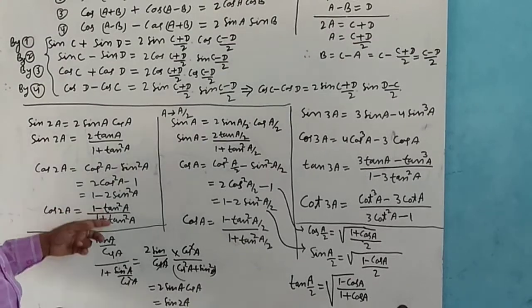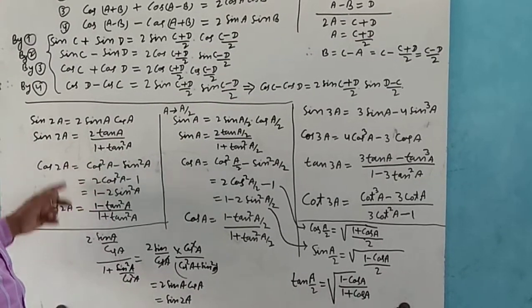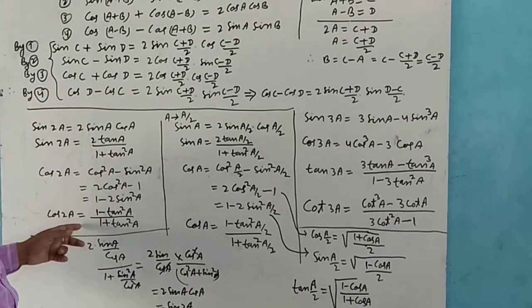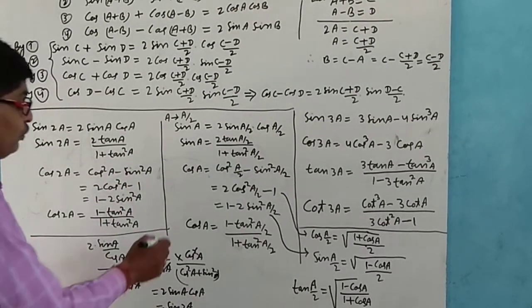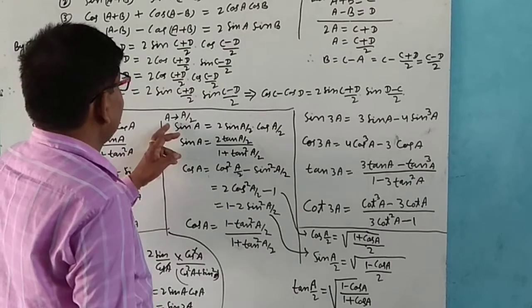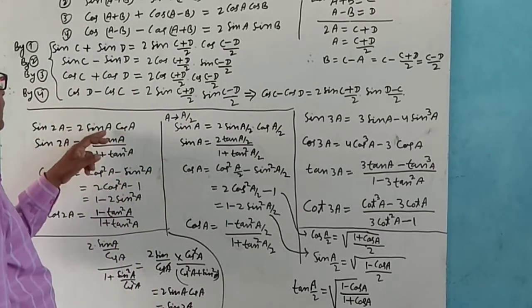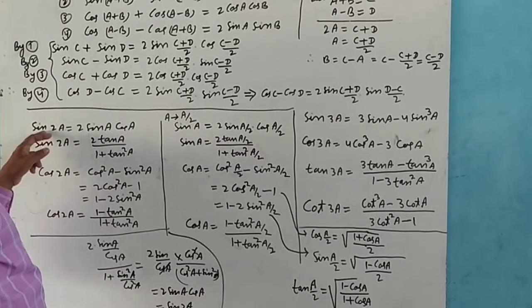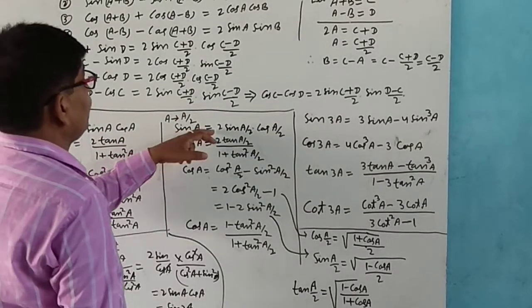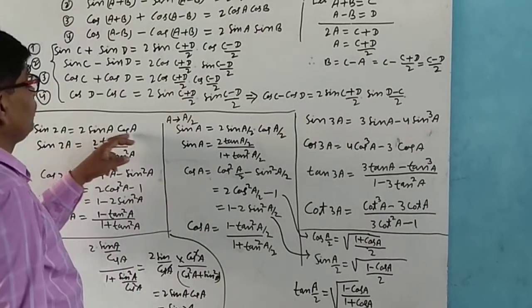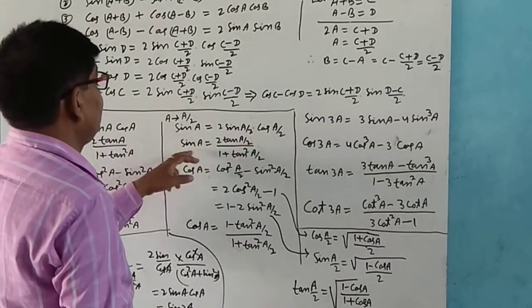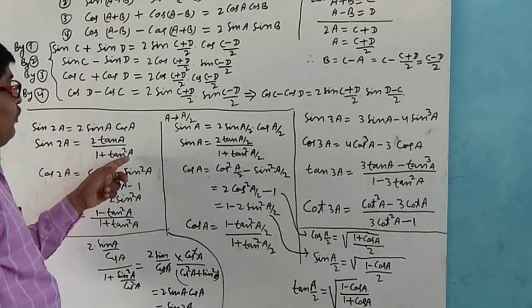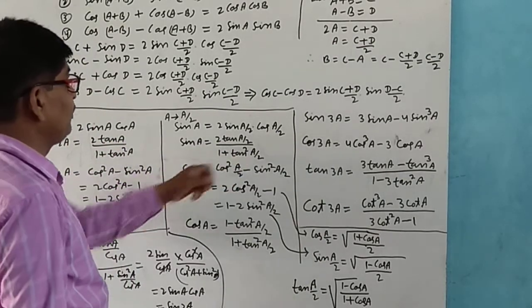It turns out we get this formula, so that both are equal, so that this is cos 2a, this is cos 2a. Now here a is replaced by a by 2. Sin a is equal to 2 sin a by 2 into cos a by 2, the half angle. Sin a is equal to 2 tan a by 2 divided by 1 plus tan square a by 2.